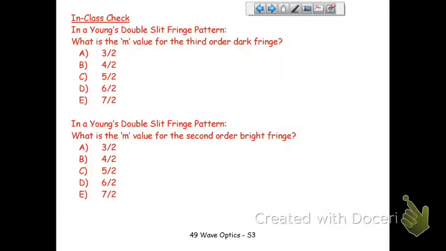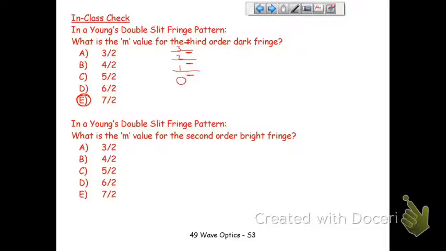In a Young's double slit fringe experiment, what is the m value of the third order dark fringe? It's going to be third order, so it goes 0 for the first, 1, 2, 3. It always starts off by that. So this is my 0th order dark fringe, my first order dark fringe, my second order dark fringe, my third order dark fringe. It's going to be 3.5 wavelengths. Yep, m is going to be 3.5. Agreed? So 3.5 is 7/2.